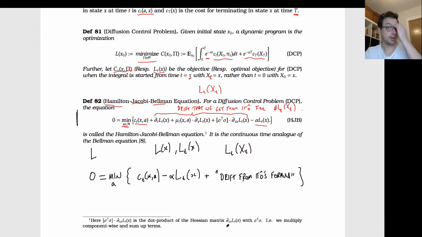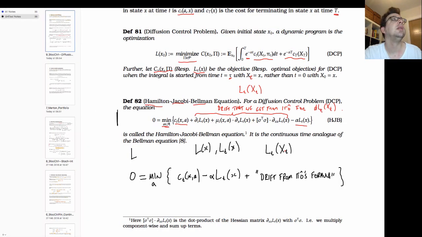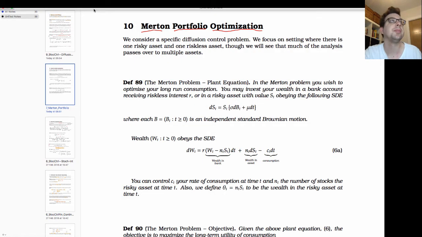All right. So essentially that's the main idea we're going to be using when we look at our Merton portfolio optimization problem. Let's actually define that problem now, and then we'll be using this idea from the HJB equations.